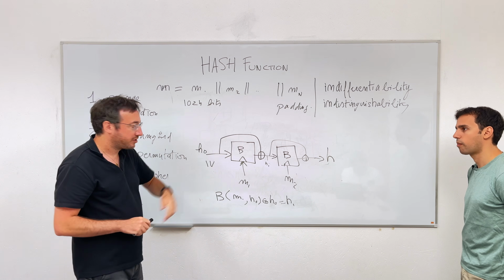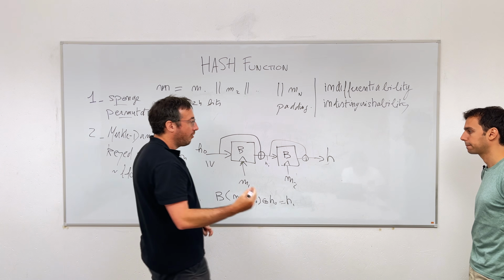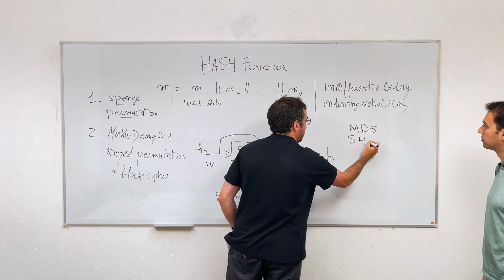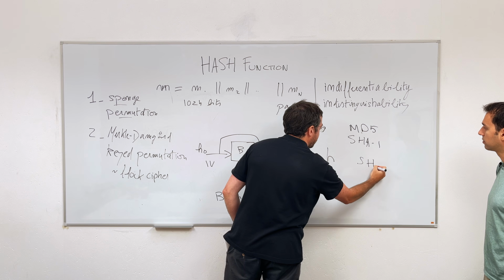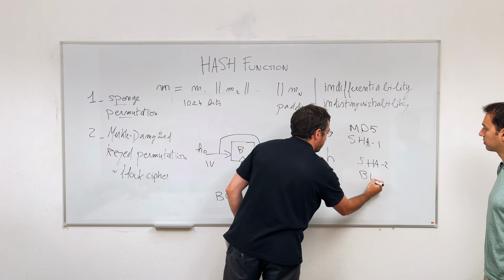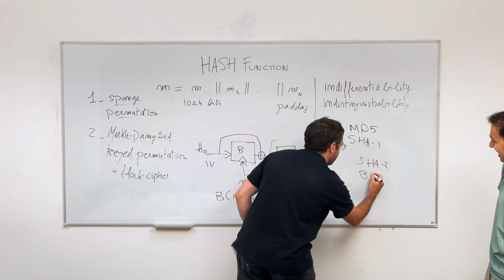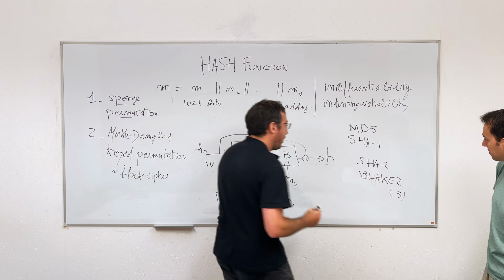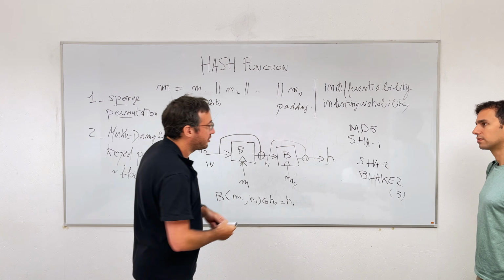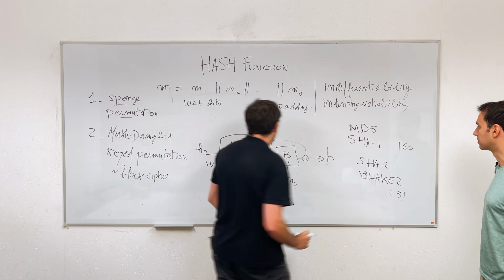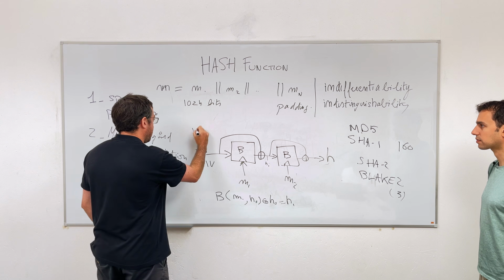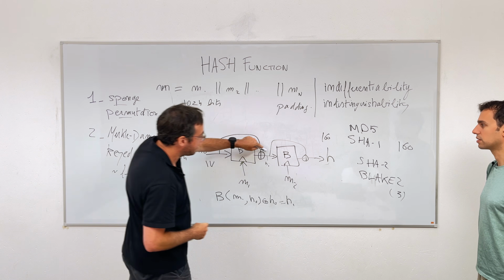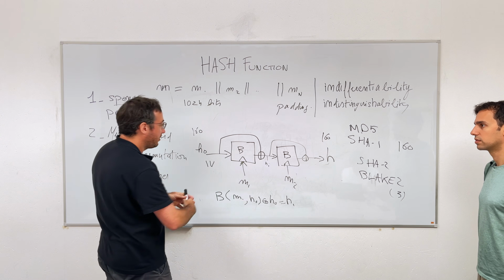So this is the approach that was used in old hash functions like MD5, like SHA-1, and like the SHA-2 family, and also Blake 2, and Blake 3 to some extent. For example, in SHA-1, you had a hash value of 160 bits, which means that this state was 160 bits, and the output was of the same size.